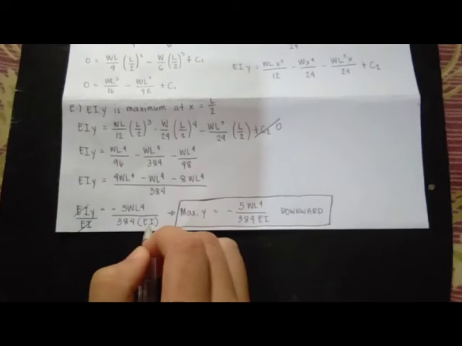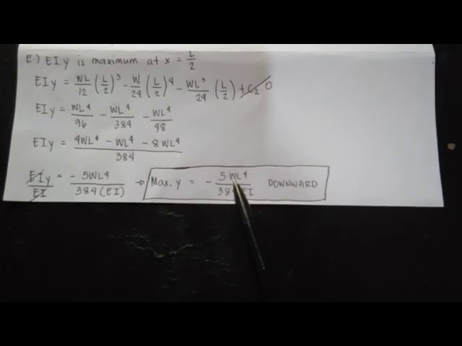I-divide natin both sides sa EI. So, cancel EI. Yung magiging value ng maximum Y or maximum deflection is equals to negative 5 WL raised to 4 over 384 EI downward, which is negative sign indicates downward deflection.